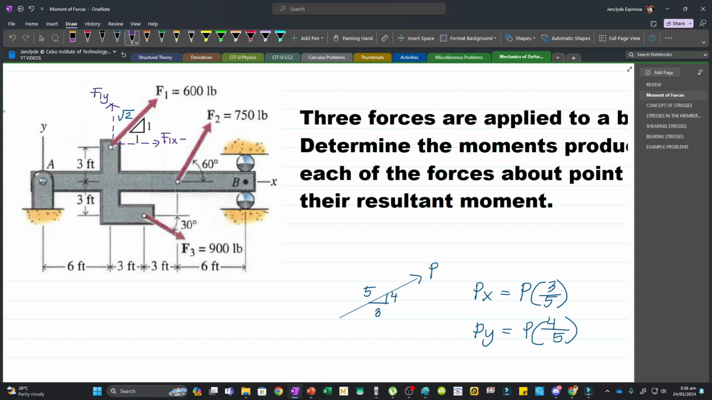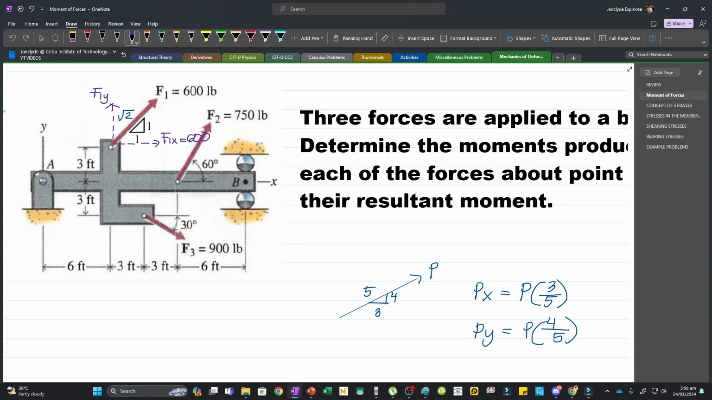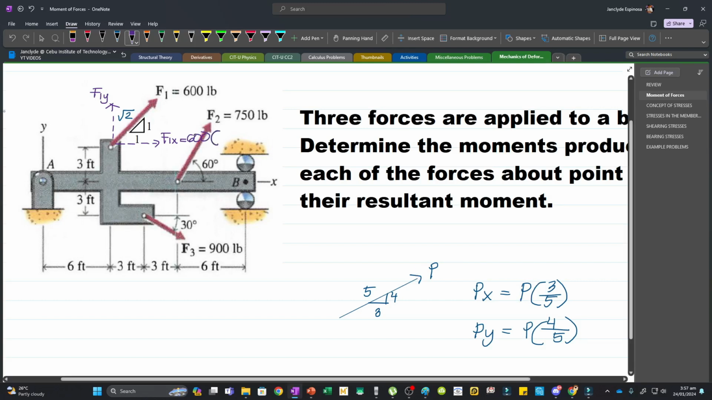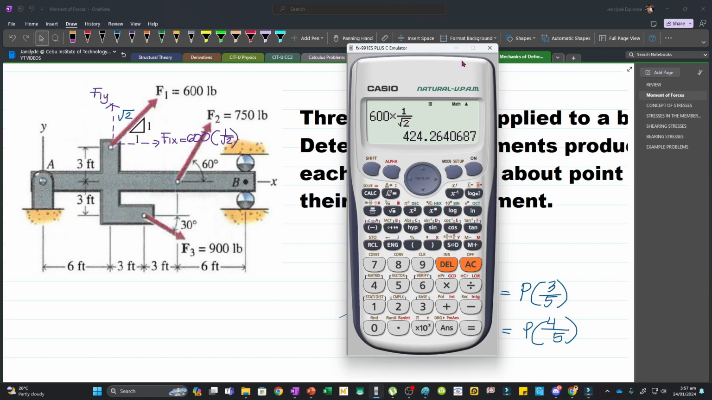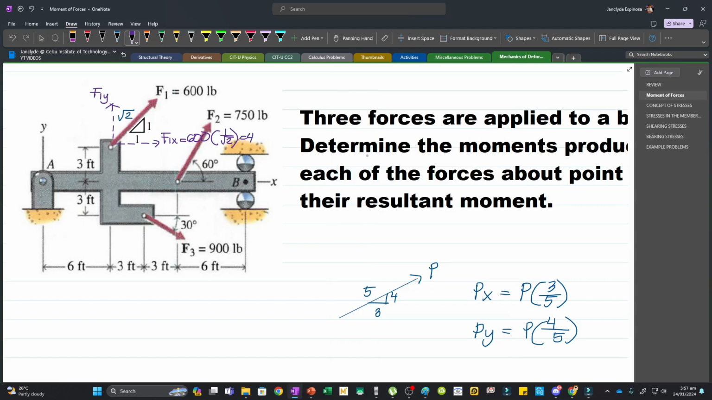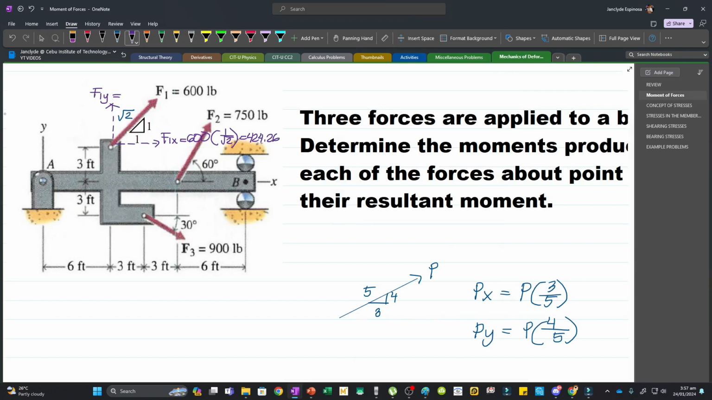Now our F1x will be 600, which is essentially P or the force considering this example, multiplied by the horizontal component, which is 1 divided by square root of 2. And so this will give us 424.26. And then our F1y will just be the same because again, our y component is also 1. So we have 600 times 1 over square root of 2. So we have 424.26 pounds, and also this one.